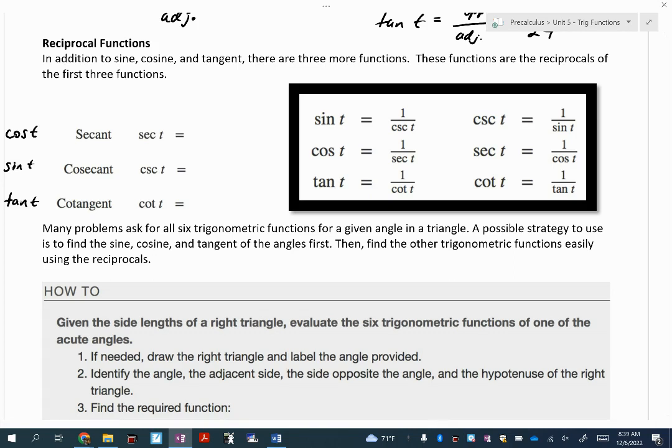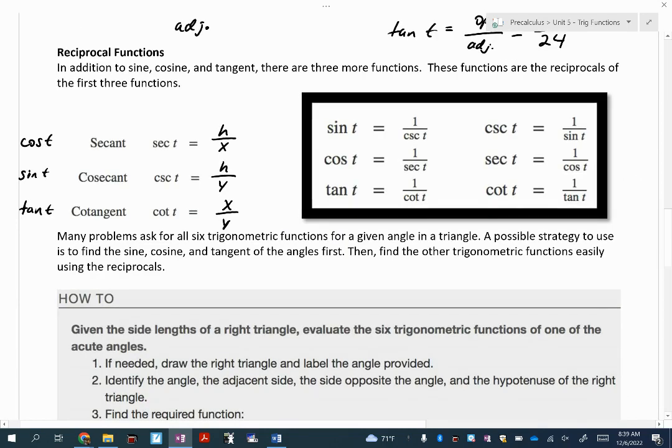So cosine was the adjacent side over the hypotenuse, or x over h. So when you flip it, you get h over x. Cosecant is the reciprocal of sine, and sine was y over h. So this is going to be h over y. And then if I flip tangent to get cotangent, that's flipping y over x, which becomes x over y. Right, and hopefully that's not too bad because we have worked with reciprocals already in this unit.